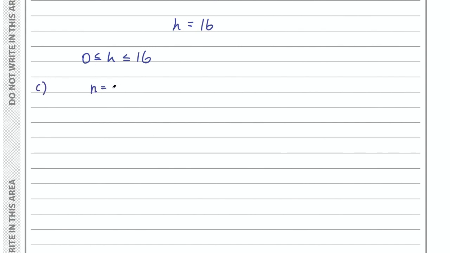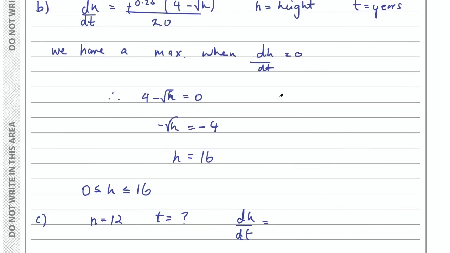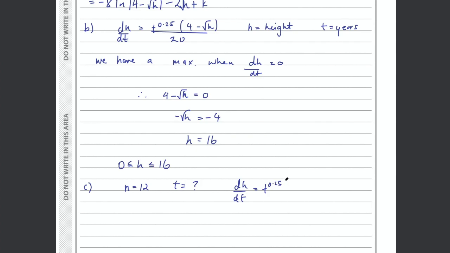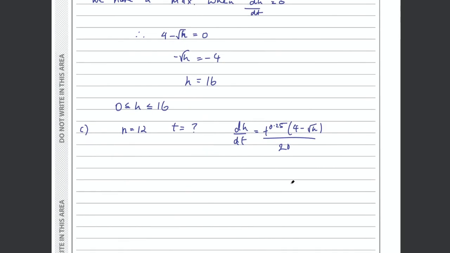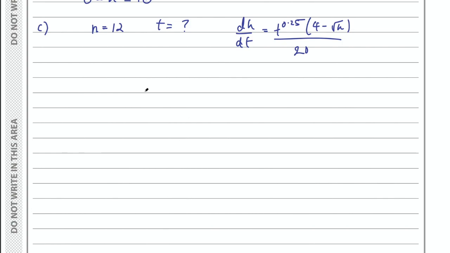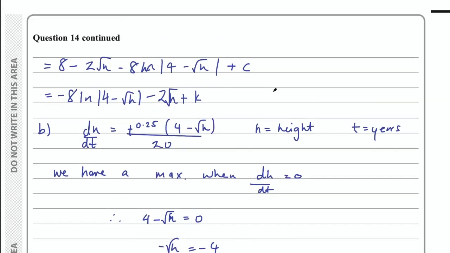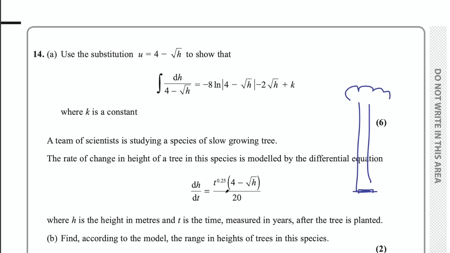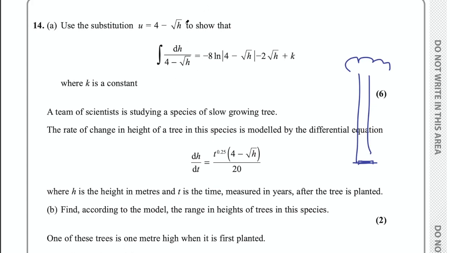We are given a height of 12, and we're looking for t, and we're also given the derivative, dh on dt, or the rate of growth of the trees, and this was t to the 0.25 multiplied by 4 take root h all over 20. Well, the first thing to note is we can't just plug in that 12 here and get a value for t, because we don't know the rate of growth. They haven't told us that. So we'd still have 2 unknowns there. We wouldn't solve anything. But hopefully it's pretty clear that there must be some connection between part A and the rest of this question. They wouldn't just ask you to do this part for no reason.